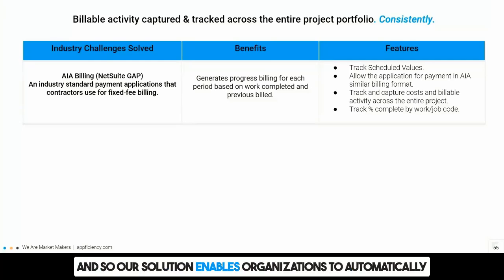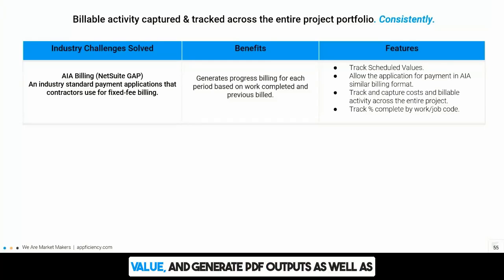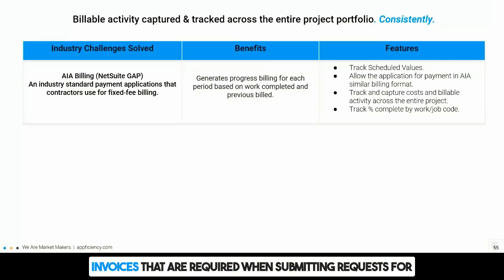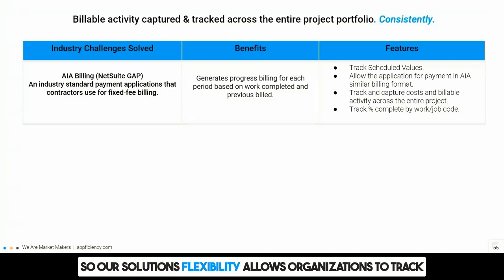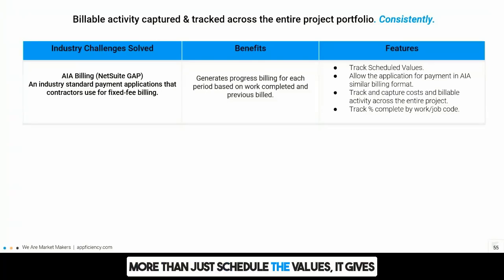And so our solution enables organizations to automatically calculate percent complete by work code and schedule of value and generate PDF outputs as well as invoices that are required when submitting requests for payment to your customers. So our solution's flexibility allows organizations to track more than just schedule of values. It gives you the ability to generate similarly formatted AIA billing forms, track things like billable and cost activity that ultimately help you better track and report on project performance.